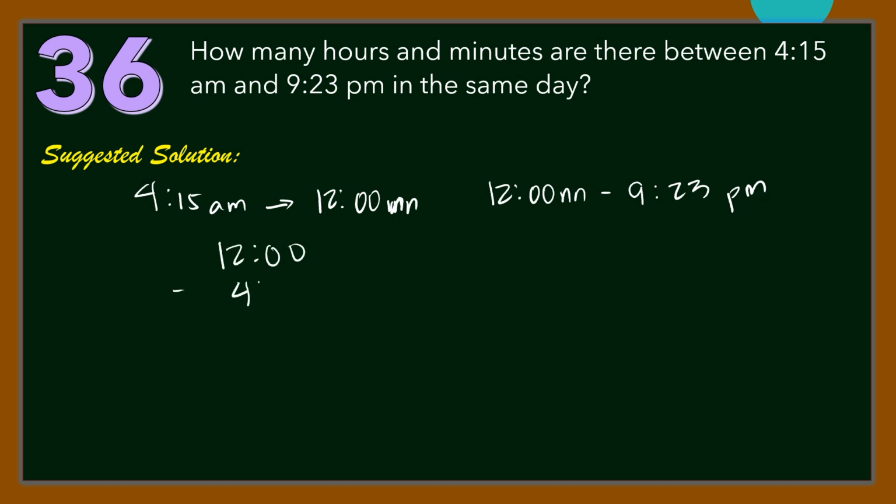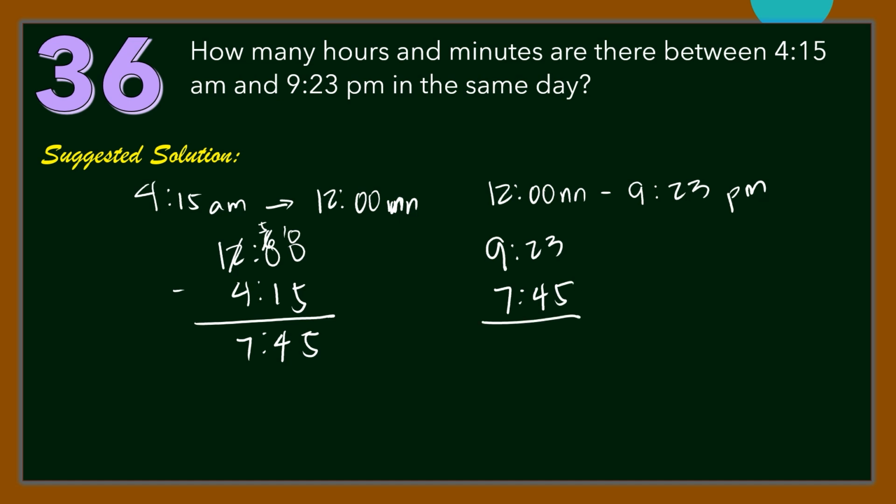Let us borrow 1 from 2. That will be equal to 60 minutes. Then this will be 5 and this will be 10. So we have 7 hours and 45 minutes. And from 12 noon to 9:23 p.m., that is 9 hours and 23 minutes. 9:23 plus 7:45, that is a total of 17 hours and 18 minutes.